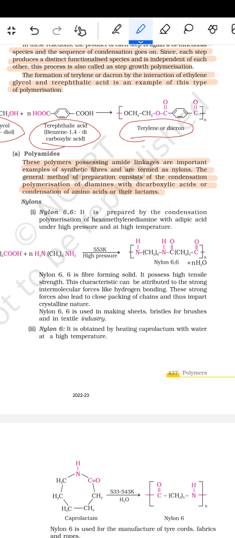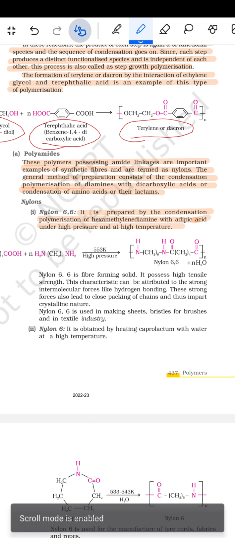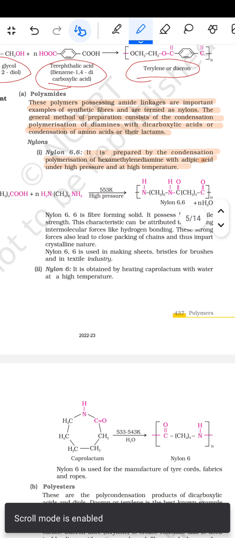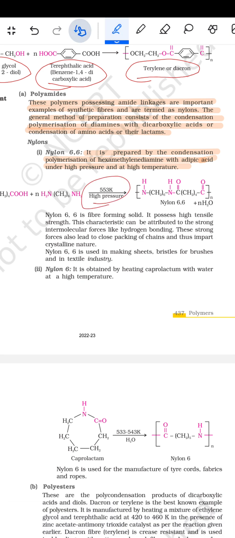Then comes nylons, so nylon 6,6. It is prepared by the condensation polymerization of hexamethylene diamine with adipic acid under high pressure and high temperature. So mix these two at 553 Kelvin and high pressure, and nylon 6,6 is formed.